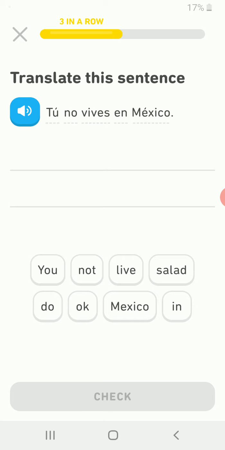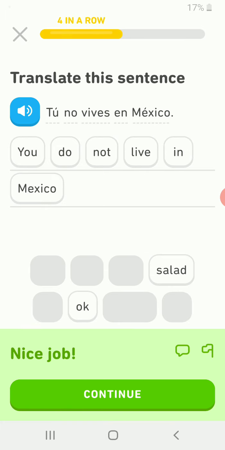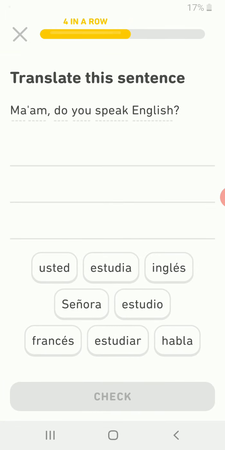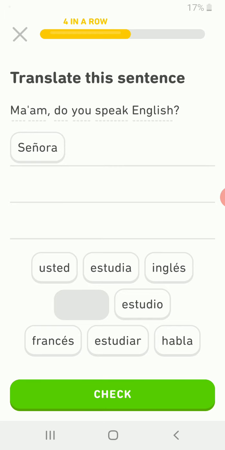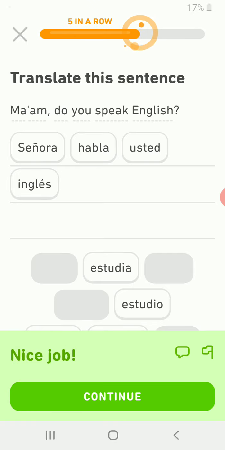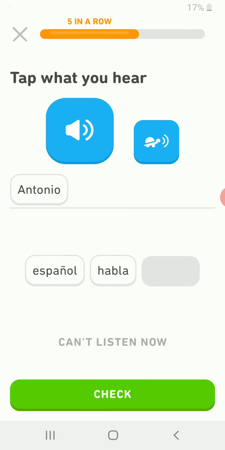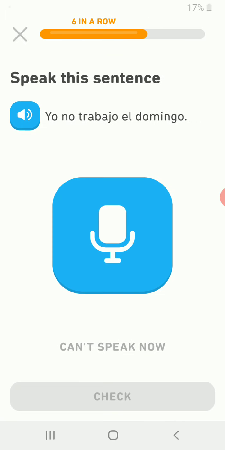Tú no vives en México. You do not live in Mexico. And ma'am, so señora. Do you speak English? ¿Habla usted inglés? Antonio habla español. Yo no trabajo el domingo.